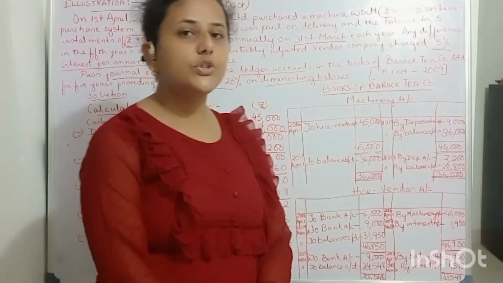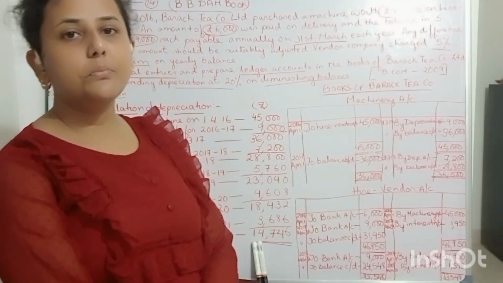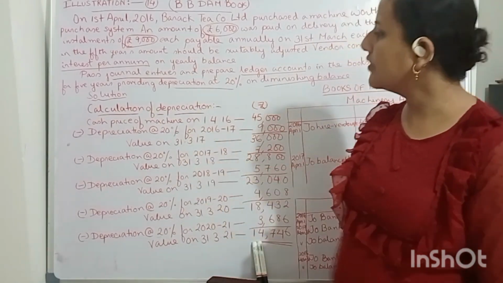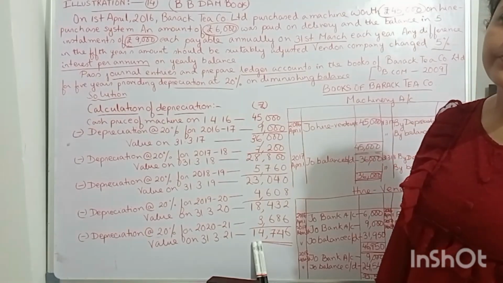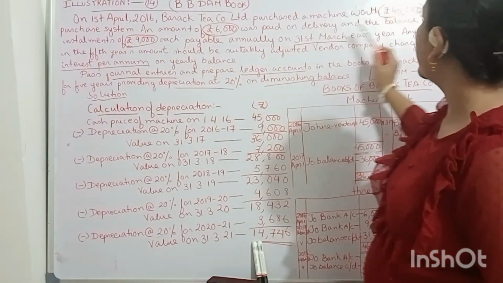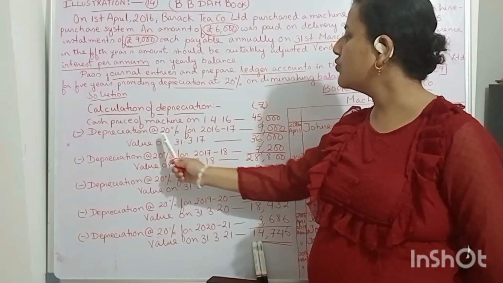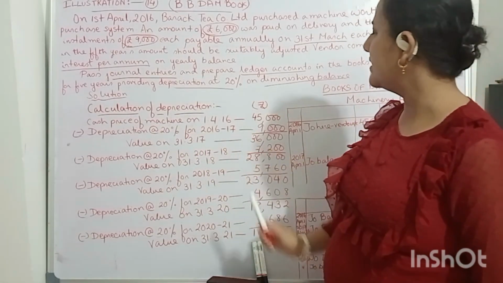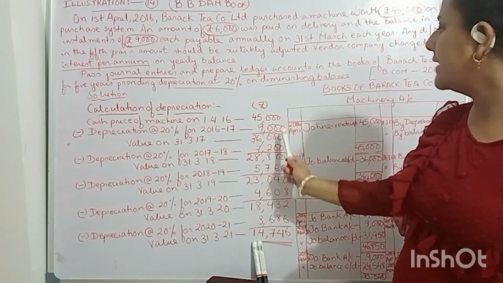Today let me teach you the calculation of depreciation at 20% on diminishing balance. You just see the calculation of depreciation. What is the cash price of the machine on 1/4/2016? It is 45,000. So on 45,000 at the rate of 20% for 2016-17, it is 9,000.